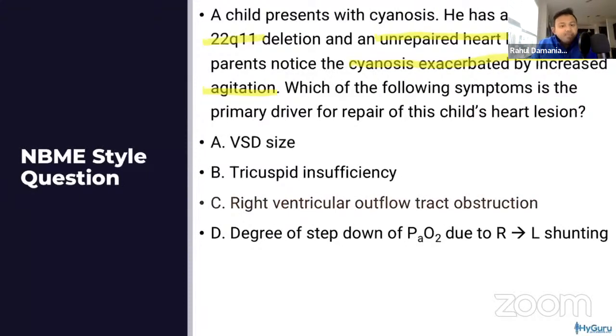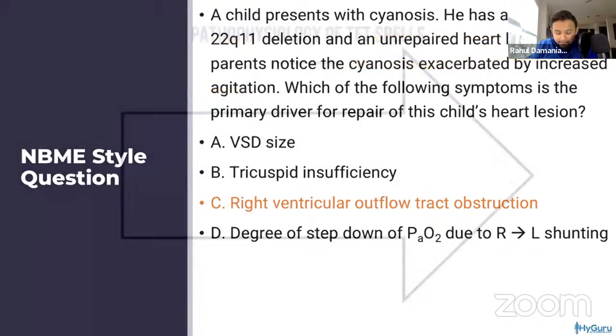And if you said right ventricular outflow tract obstruction, you're absolutely correct. The degree of pulmonic stenosis is one of the key markers that we look for in tetralogy of Fallot, because these patients are not going to have adequate pulmonary blood flow if they have very severe pulmonic stenosis. And so that is the key driver for repair.